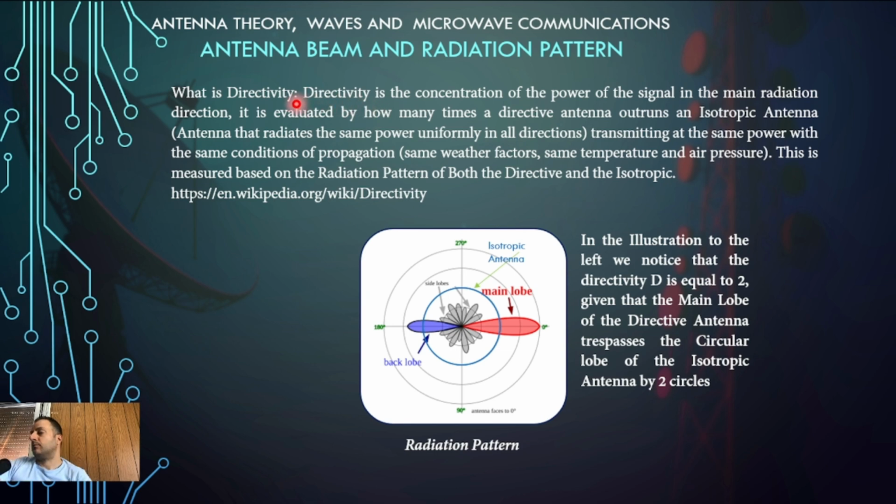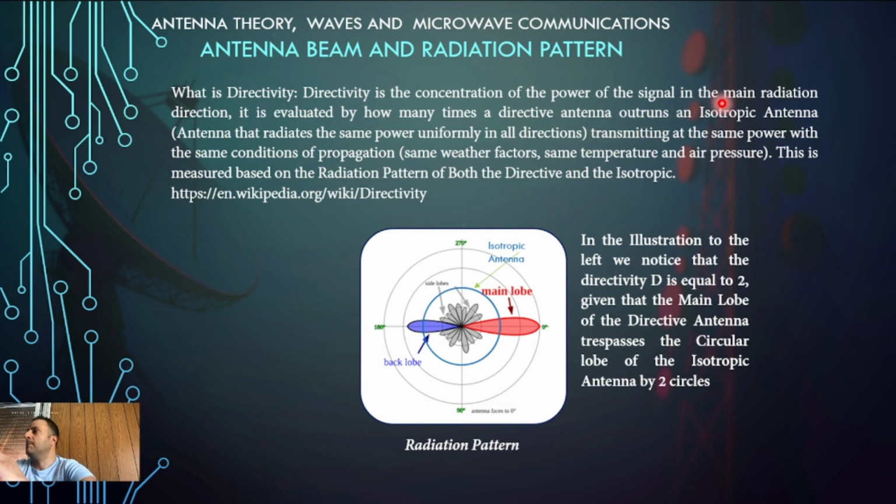Now, what is directivity? Directivity is the concentration of the power of the signal in the main radiation direction. It is evaluated by how many times a directive antenna, in the main lobe, outruns an isotropic antenna, which is a theoretical antenna that radiates the same power uniformly in all directions. Again, it's a theoretical version of the antenna, but this is how we measure the directivity of a specifically catered practical antenna.